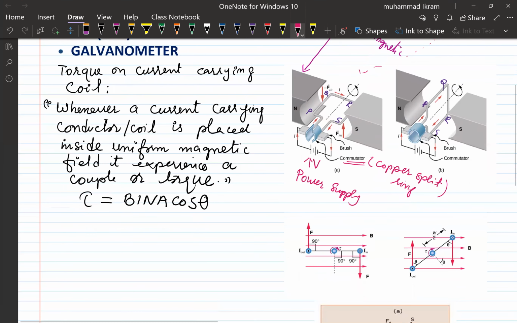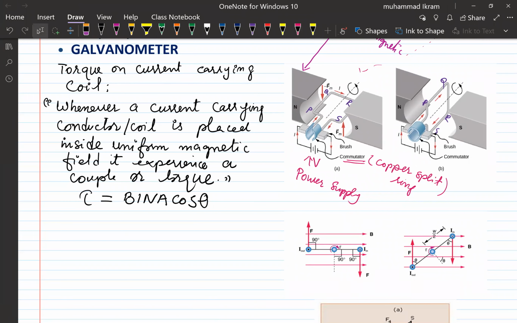Now you just see that when the current is passed, let's say for example, the current enters into the coil through the carbon brush X and leaves it to the Y. So you see here, when the current enters here, on the side PQ, the current is flowing in this direction, and it leaves in this way.